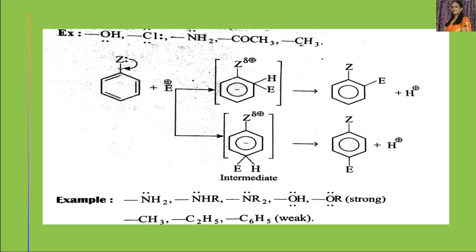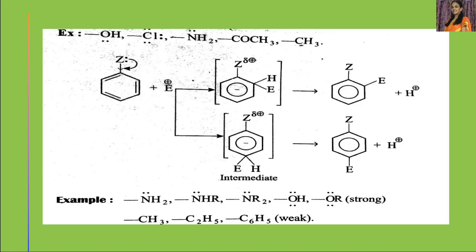If this pair of negative charge, which is nothing but a pair of electrons, moves inside towards this carbon, then this para position gets a negative charge, therefore the electrophile easily goes and attacks this position. The other way, this pair of electrons moves towards this ortho position, then here also a negative charge will be there, and the electrophile can go and attack this carbon.